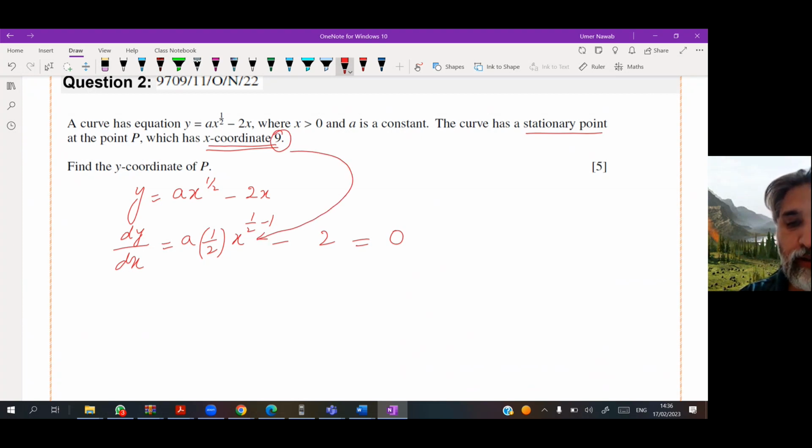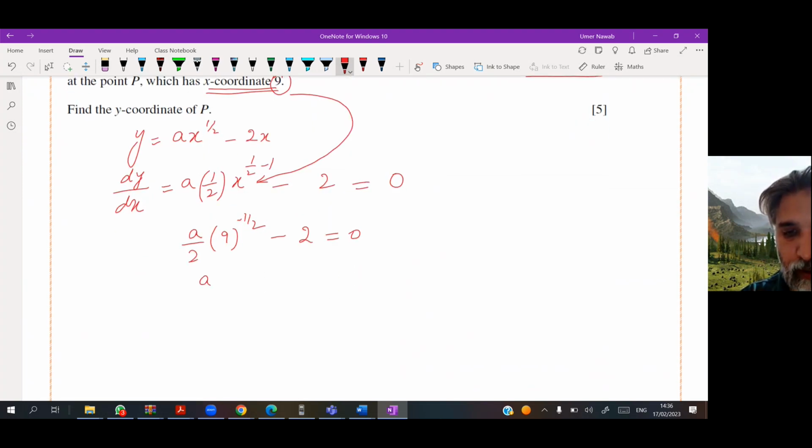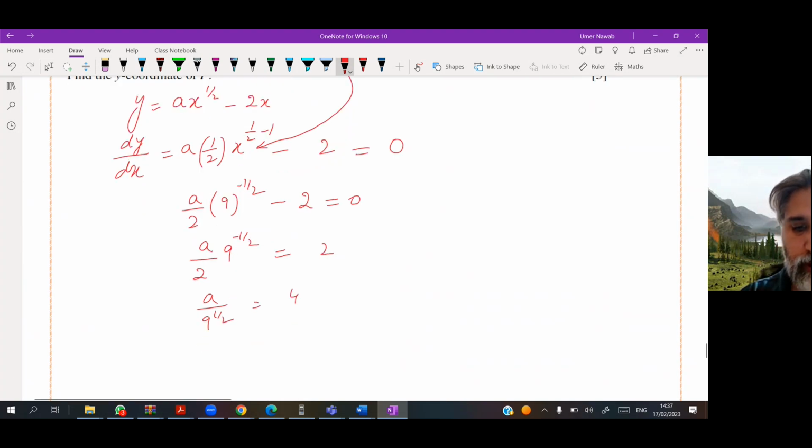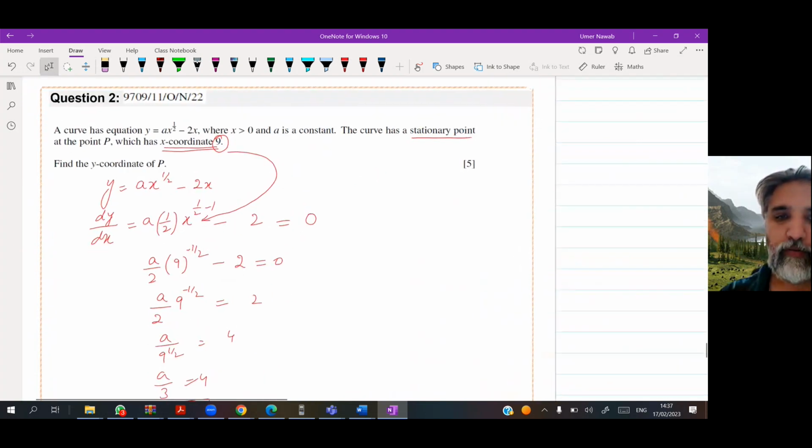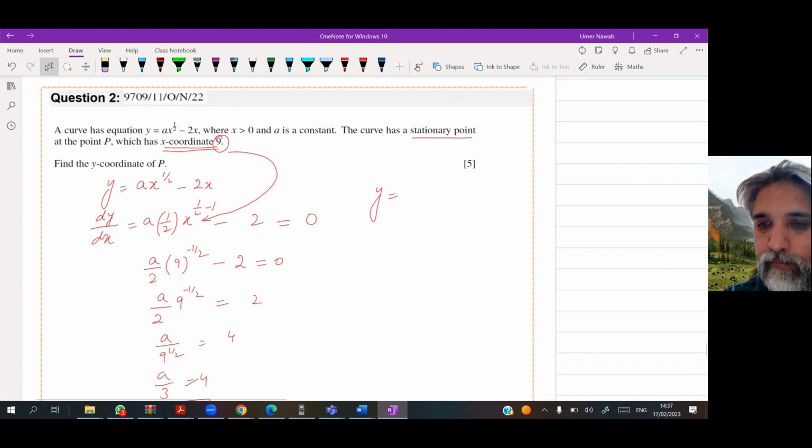So plug it here, 9. So a over 2, 9 to the minus 1 over 2, minus 2 is equal to 0. Try to simplify. A over 2, 9 raised to the power minus 1 over 2 is equal to 2. Cross multiply: a over 9 raised to the power 1 over 2 is 2 times 2, which is 4. This gives you 3, 4. So a is equal to 12. So we wanted to find the value of a, which is 12. Plug it back. So hence a is 12.